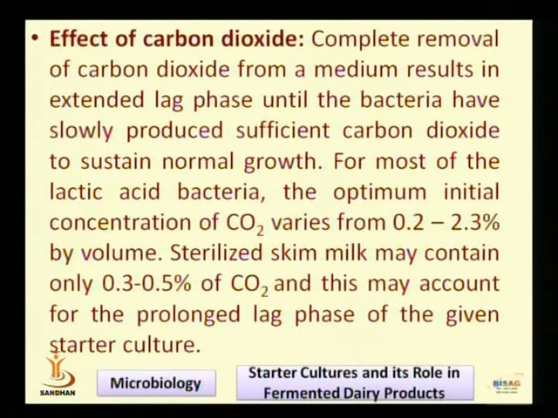Now, effect of CO2. Complete removal of carbon dioxide from a medium results in an extended lag phase until the bacteria have slowly produced sufficient carbon dioxide to sustain normal growth. Normally, it is observed that for most lactic acid bacteria, the optimal initial concentration of CO2 varies from 0.2 to 2.3% by volume, while skimmed milk may contain only 0.3 to 0.5% CO2. This may account for a prolonged lag phase of the given starter culture.